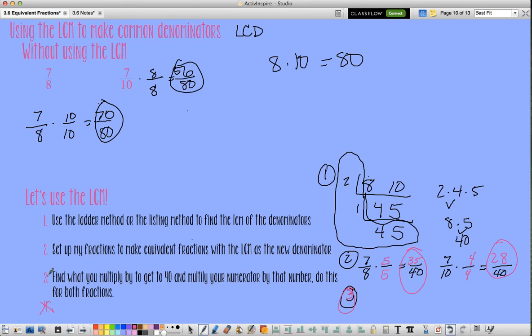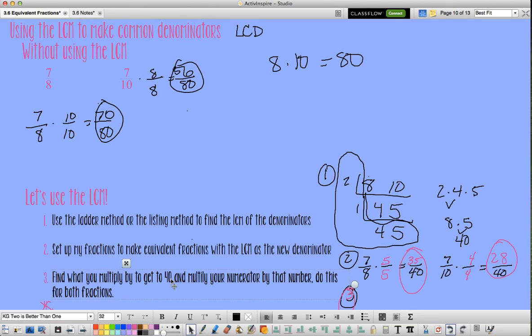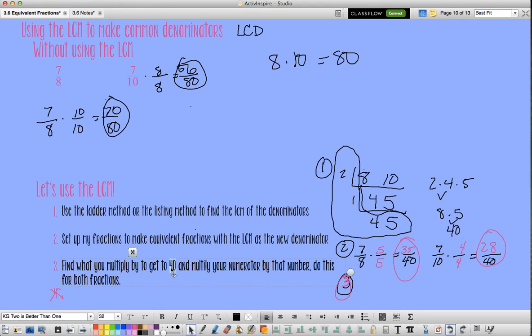Okay, what I really want to make sure you understand here for step number 3 is that you have to do this for both fractions. You can't use the same number for both. So here I used 5 and here I used 4. You have to do it separately for each number. So find out what you multiply to get to the new denominator.